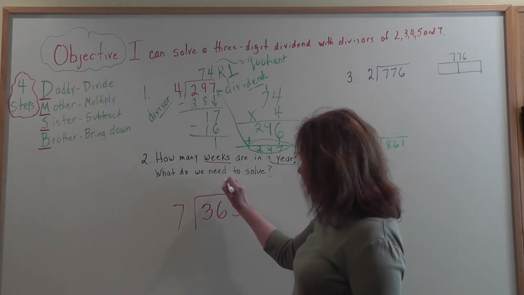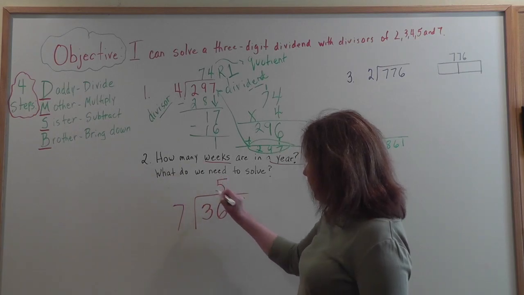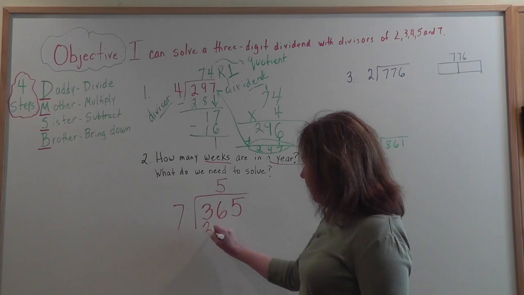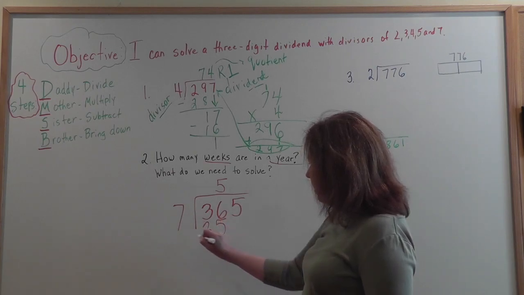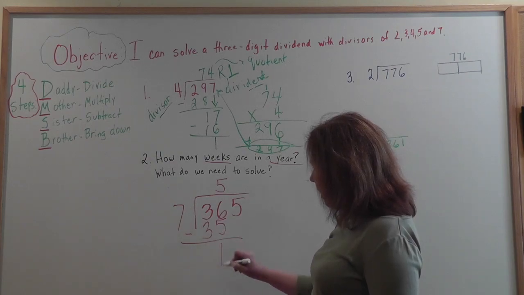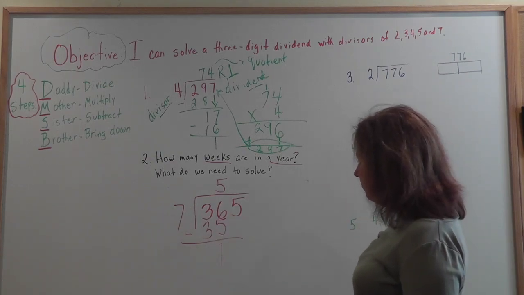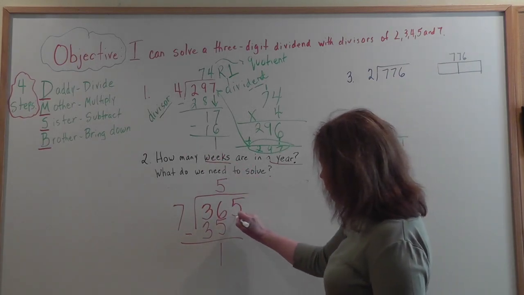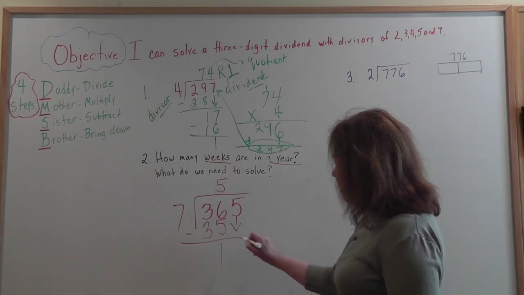Well, I know that 5 times 7 is 35. So I go 5 times 7 is 35. I subtract. 6 minus 5 is 1. 3 minus 3 is 0. Now my next step is to bring down. So I draw an arrow. I bring down my 5.